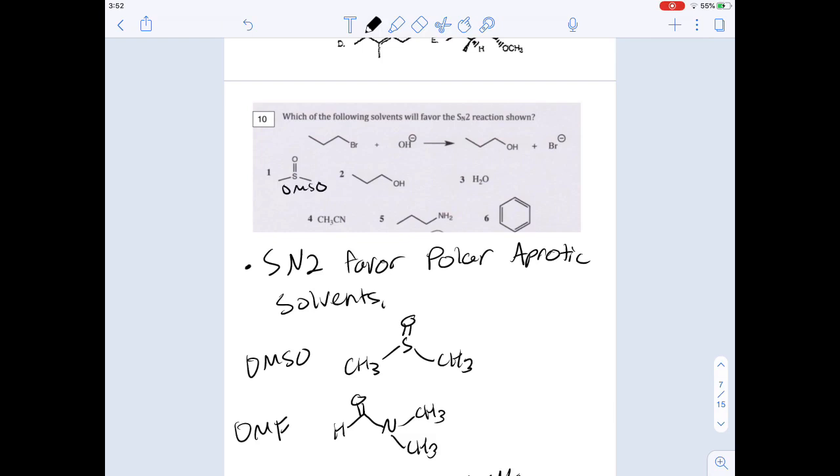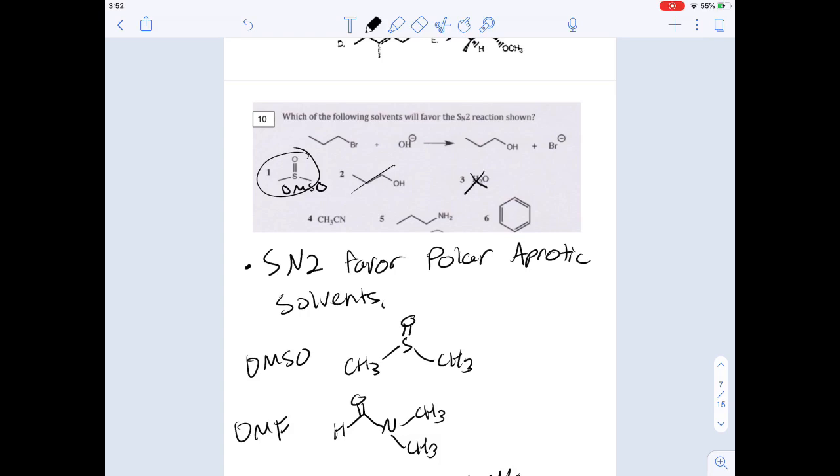So number 1 is the structure of DMSO, and we know that's a polar aprotic one, so this is going to be one of your answers. Number 2 is not one of our polar aprotic solvents. In general, alcohols are not going to be polar aprotic. They would be more on the polar protic side. Polar aprotic means that you don't have any protons or hydrogens to donate. So in general, it's not going to be anything acidic.